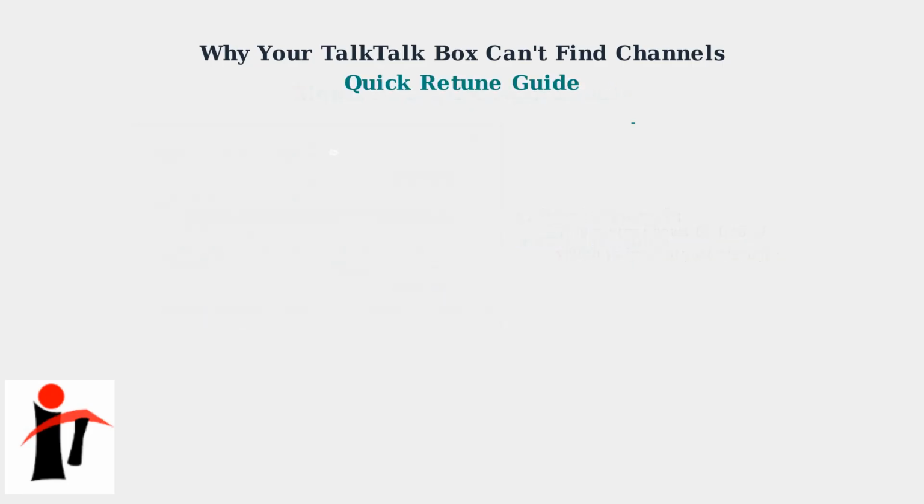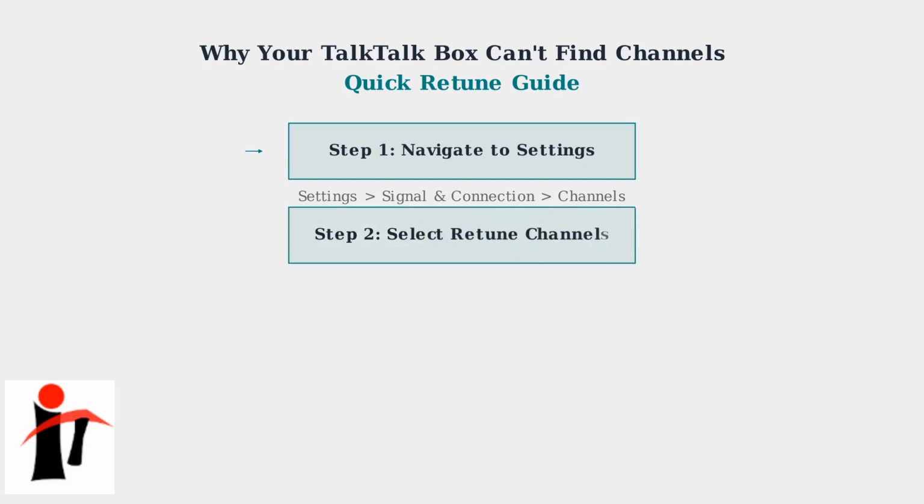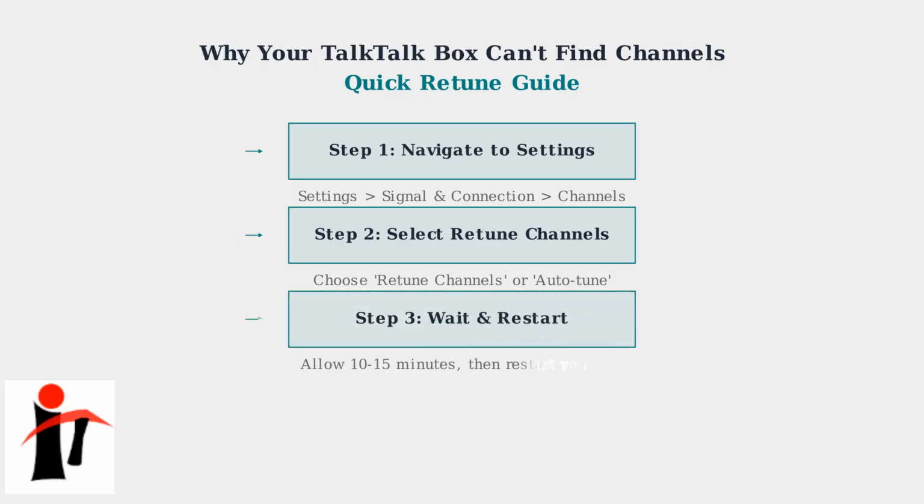The quickest fix for missing channels is to perform a retune. Start by navigating to Settings, then Signal and Connection, then Channels. Next, select either Retune Channels or Auto-Tune from the menu options. Both will perform the same channel scanning process. Allow 10 to 15 minutes for the complete channel scan to finish. Once it's done, restart your box to ensure all channels are properly loaded.